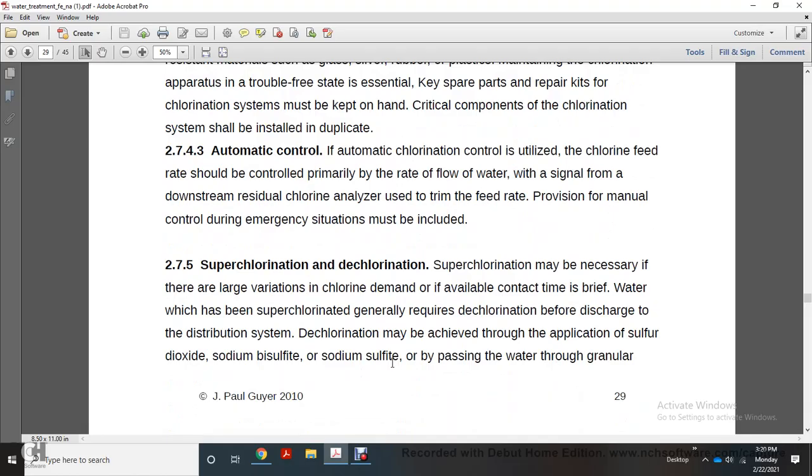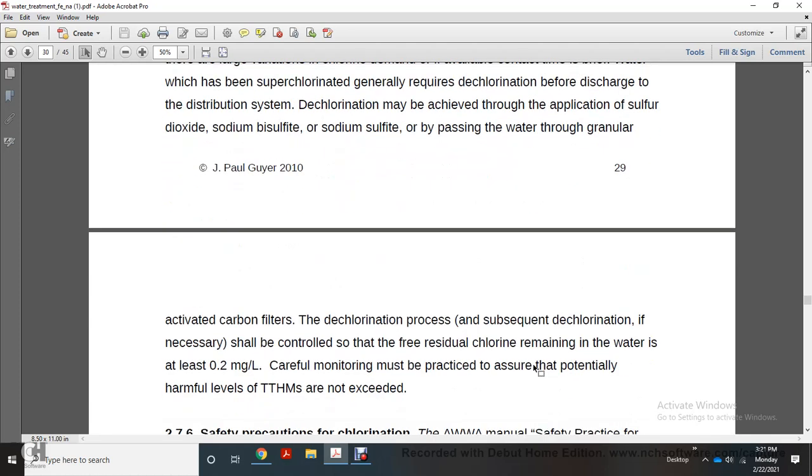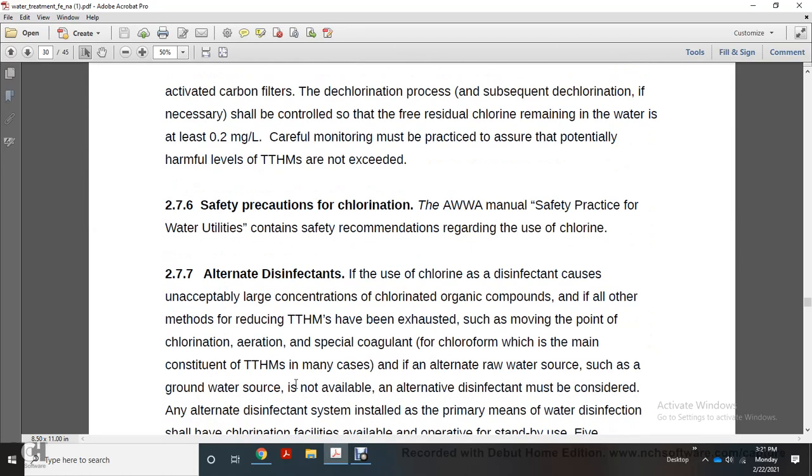Superchlorination and dechlorination. Superchlorination may be necessary for large variations of chlorine demand, or when the contact time is brief. Water that has been superchlorinated generally requires dechlorination before discharge to the distribution system. Dechlorination may be achieved through application of sulfur dioxide, sodium bisulfite, or sodium sulfite, or by passing water through granular activated carbon filters. Subsequent dechlorination, if necessary, is controlled so that the free residual chlorine remaining in the water is less than 0.2 milligrams per liter. Careful monitoring must be practiced to ensure that potentially harmful levels of total trihalomethanes are not exceeded.